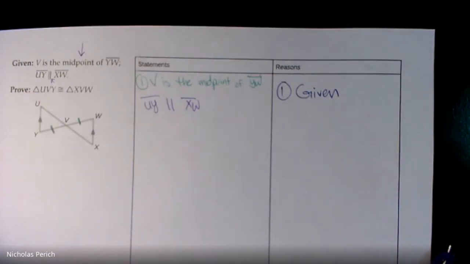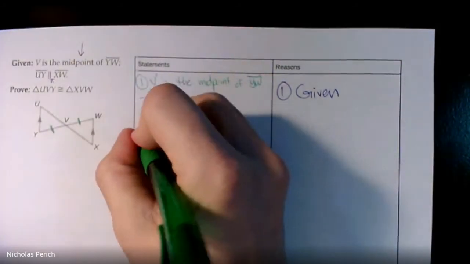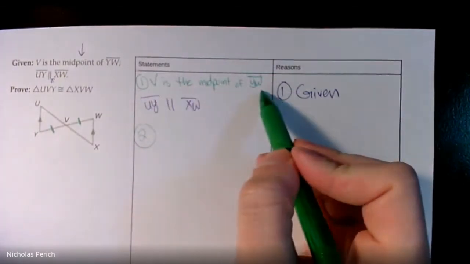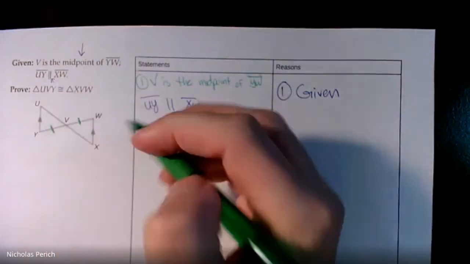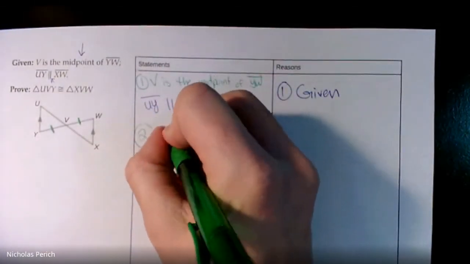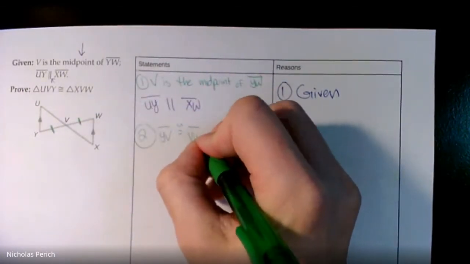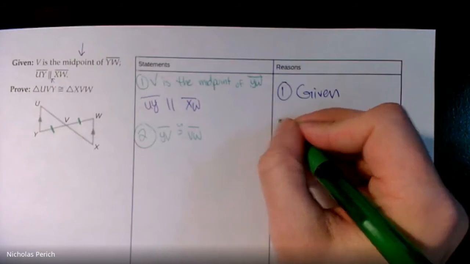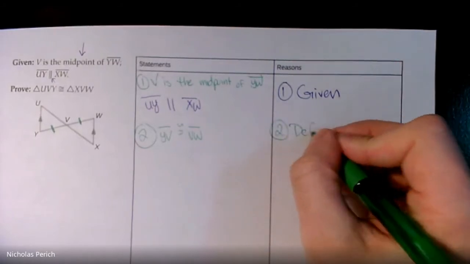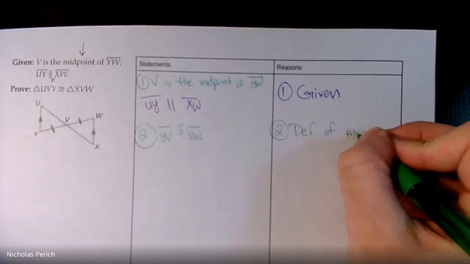All right, so first thing, number one, that we're going to write out is since V is the midpoint of YW, I'm allowed to say that YV is congruent to VW. And that's the definition of midpoint.